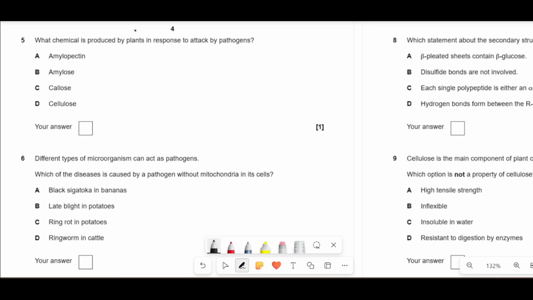So number 5 says which chemicals are produced by plants in response to attack by pathogens. So amylopectin is part of starch, and that's a storage molecule for glucose. It's not that. Amylose is also part of the starch, which is the storage molecule for glucose. So that's out as well.